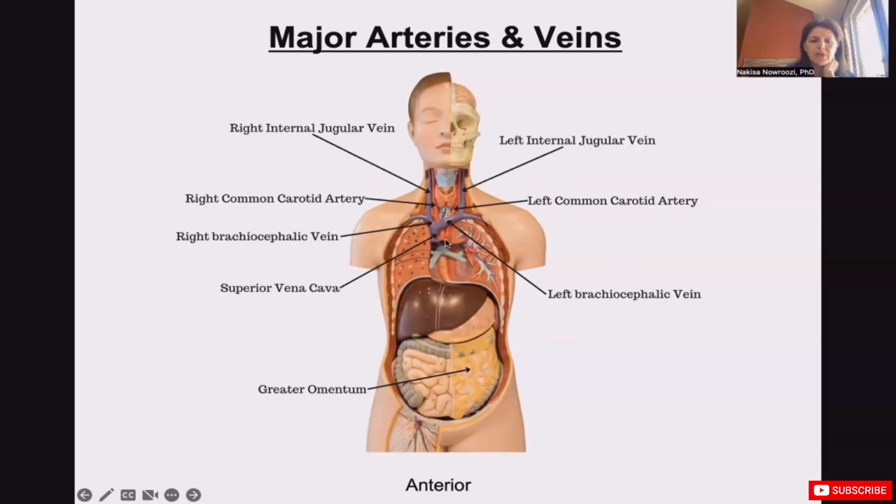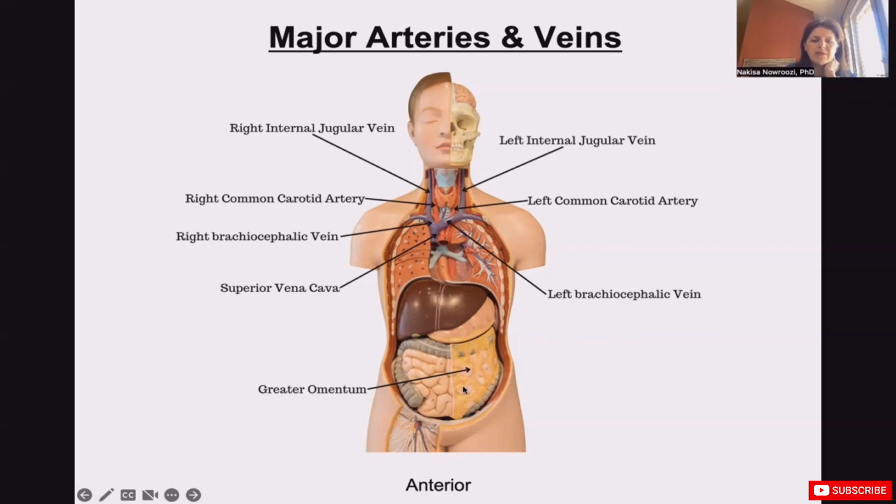Here we're going to look at, so the heart location is here. Superior vena cava is branched into right brachiocephalic vein and left brachiocephalic vein. It's further branched into right internal jugular vein and left internal jugular vein. You also see here right common carotid artery on both sides, right and left.